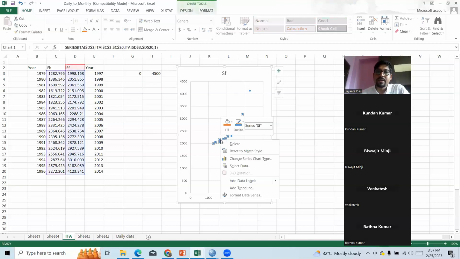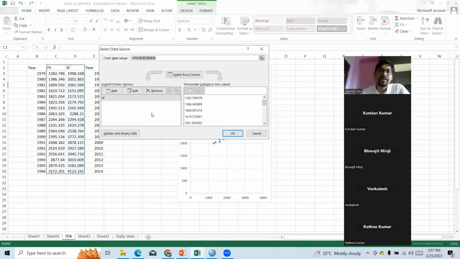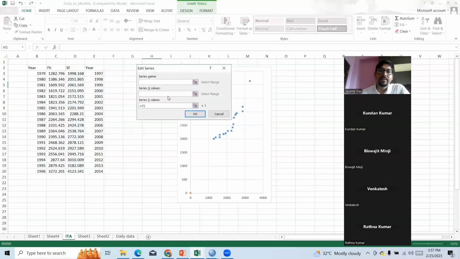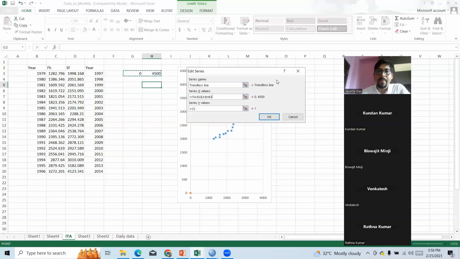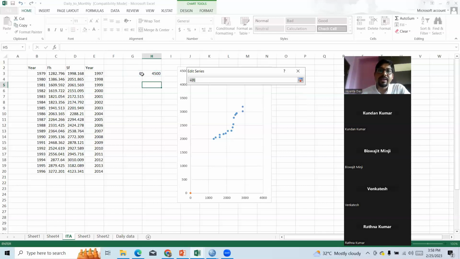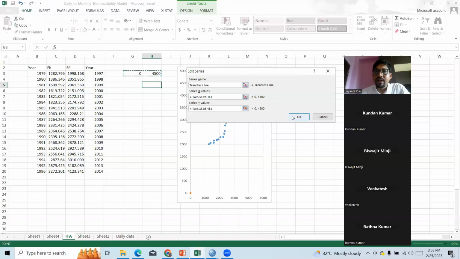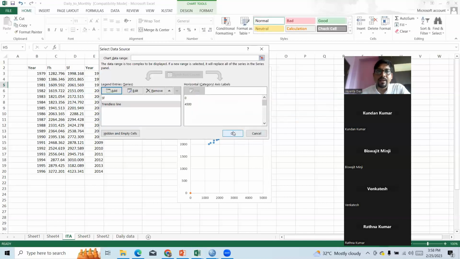Okay. Now select this data, right click, select data, and add a data set. Name it 1:1 line. For the series x-axis, select 0 to this value. The y-axis should be the same. Click OK, and OK.